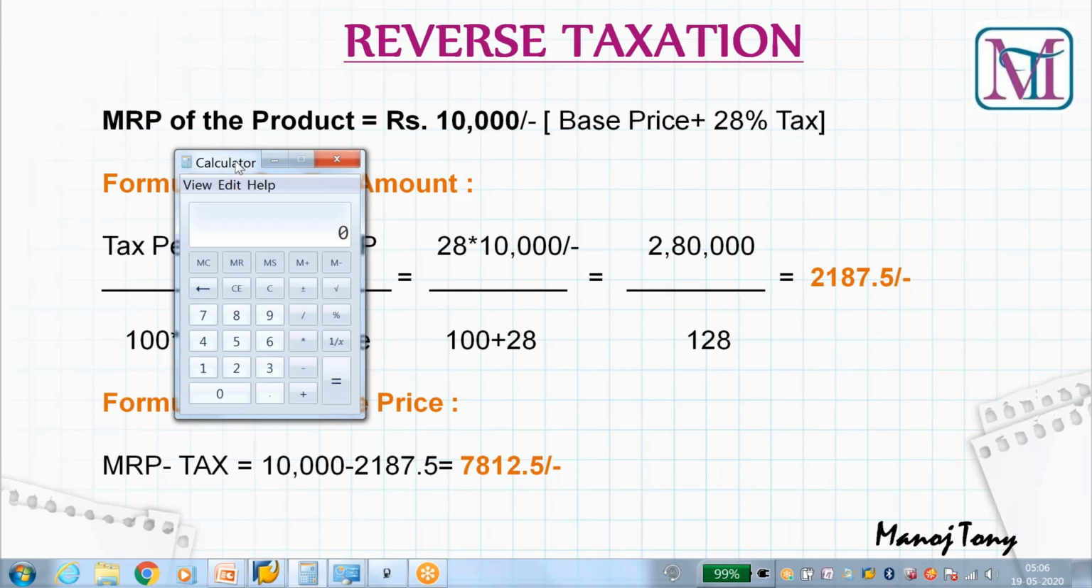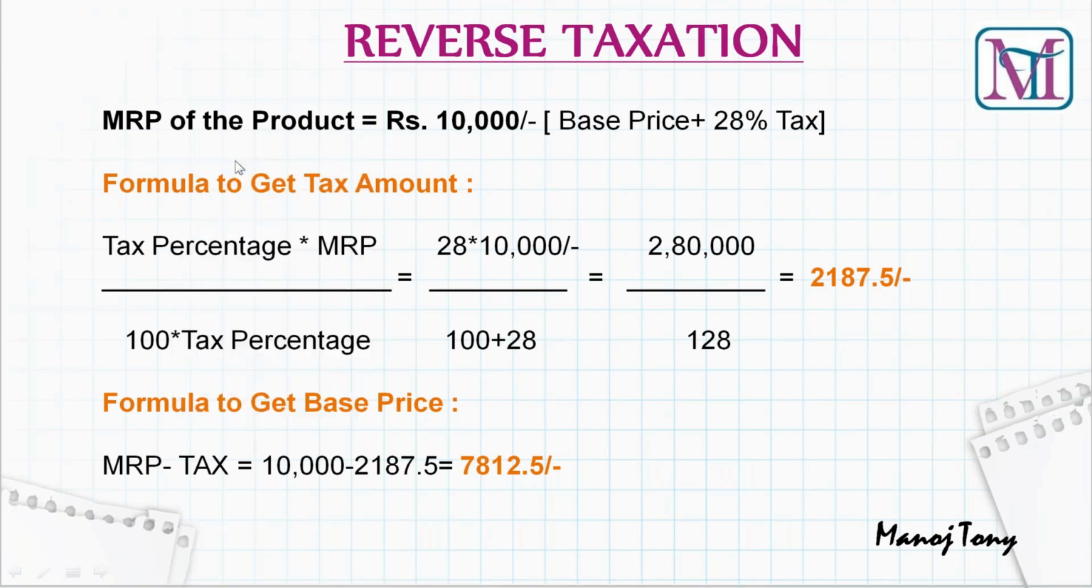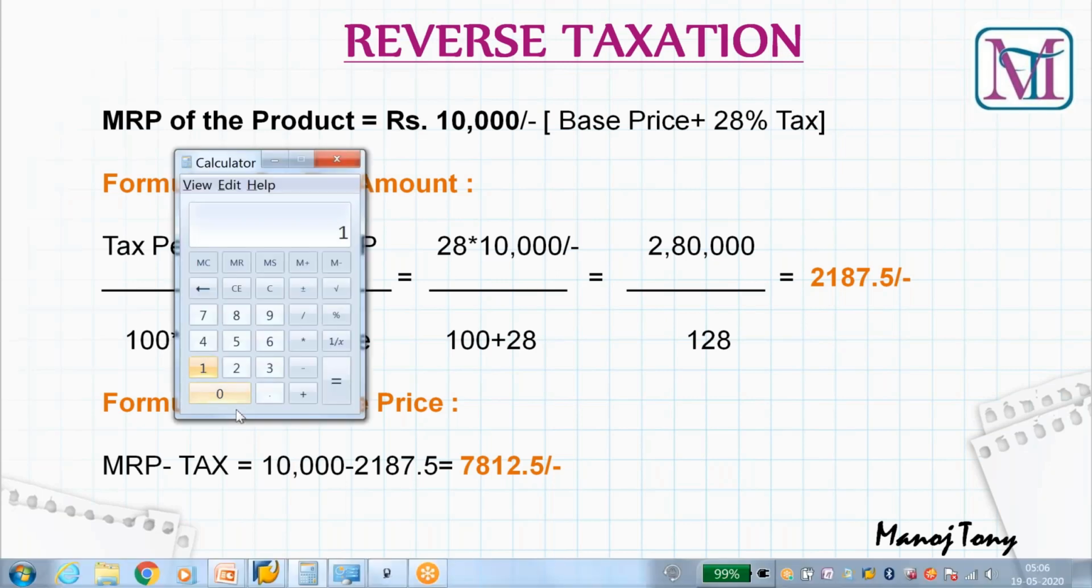Then we have to calculate the base price. How do we calculate base price? We got our tax amount. Then MRP minus tax equal to base price. 10,000 minus 2,187.5 equal to 7812.5. So here I have to deduct tax amount from my maximum retail price.